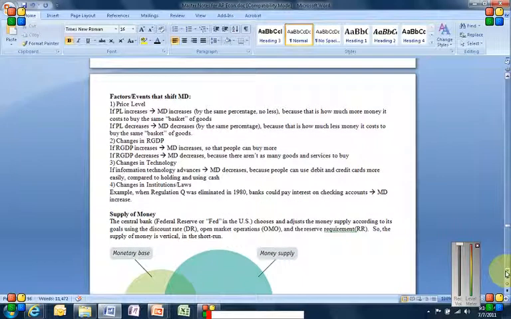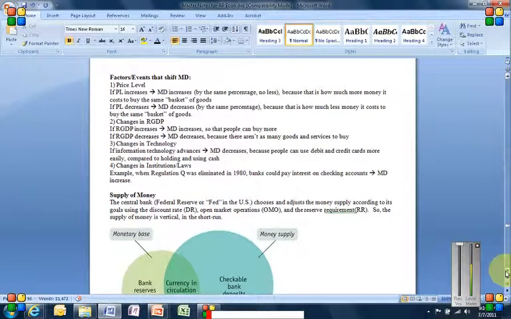What are some factors or events that could shift the demand curve for money in the money market? Well, if the price level increases, then money demand increases by the same percentage, actually. We'll talk more about that later when we discuss some more theory with regards to the monetarists in particular, because that's how much more money it's going to cost to buy the same basket of goods. This basket refers to the calculation of the CPI, of course, the market basket. If the price level decreases, then that would lead to the money demand also decreasing by the same percentage, because that's how much less money it costs to buy the same basket of goods.